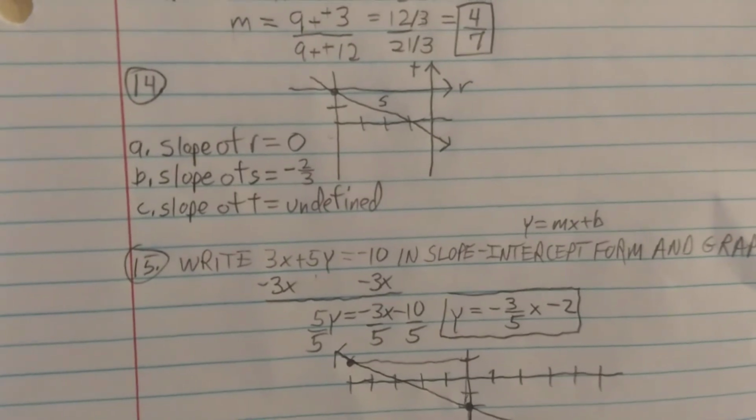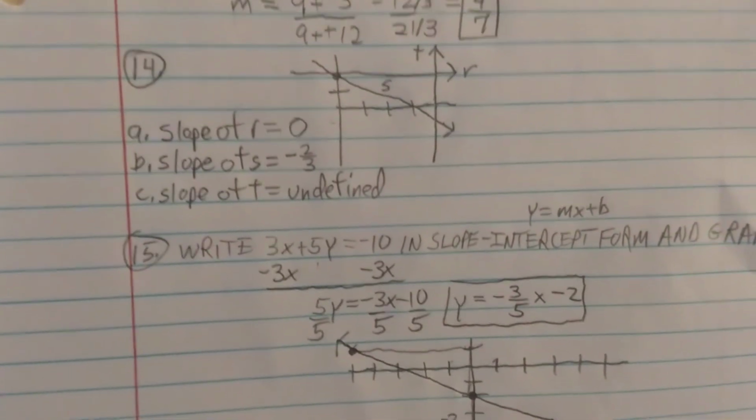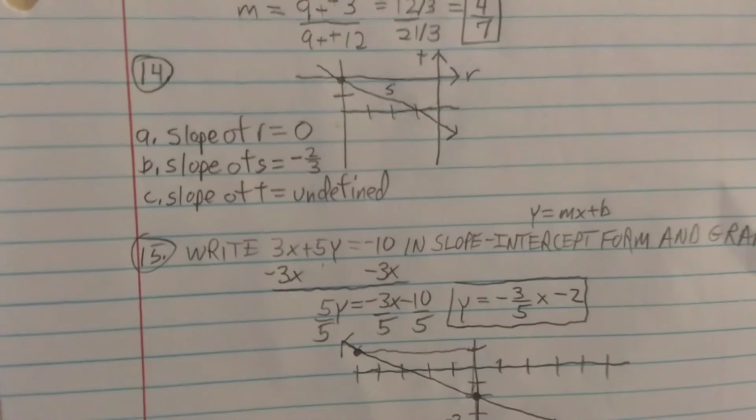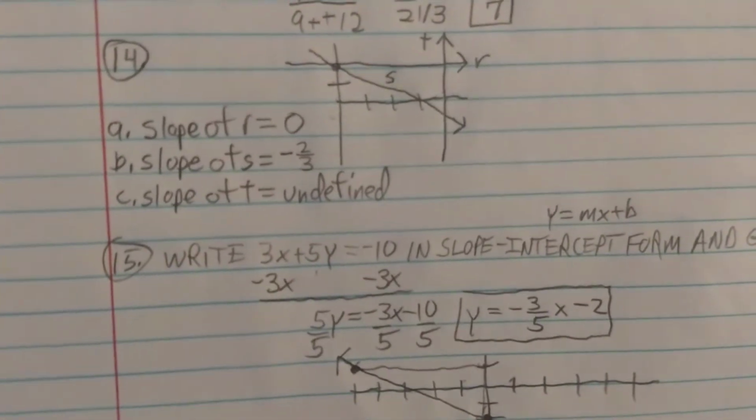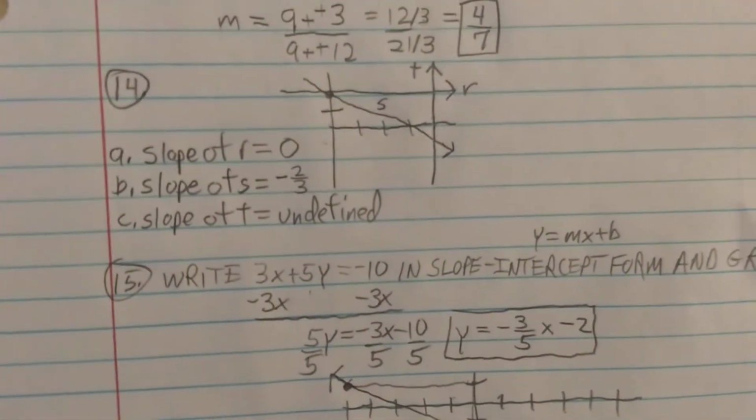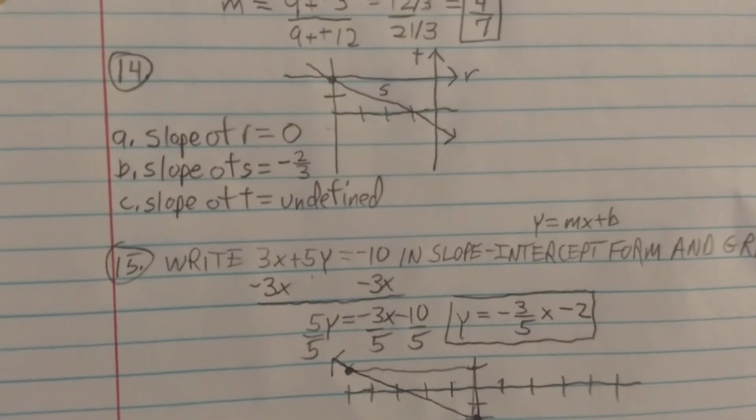And the slope of T is straight up and down, which is, if I had numbers for it, it would be some number over 0, which is undefined. So a vertical line has an undefined slope.